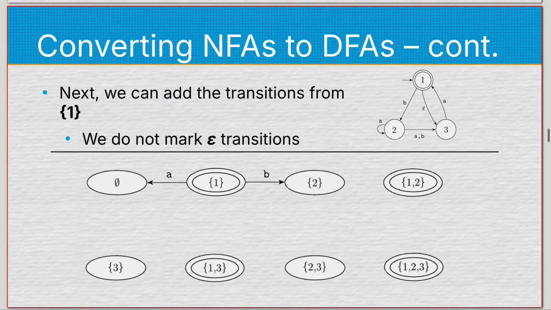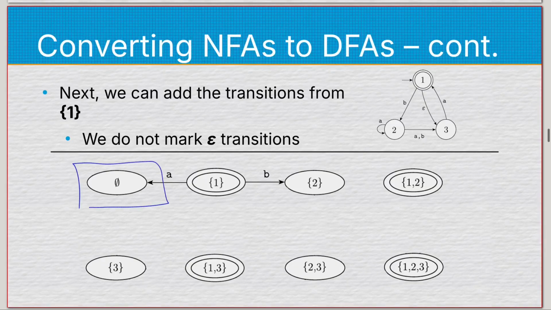And then we'll just go through this actual process here and slowly accommodate each possible transition. So next we can add the transitions from the state of 1. Again, this is just 1 by itself. We do not mark our epsilon transitions. So 1 by itself on an A input, it doesn't go anywhere. So we are going to send it to our null state. So again, here's our DFA. We actually have a representation of the null state itself. And then if we do transition on B, it goes to 2. 2 by itself, that's the only place it goes to. So there's our first step.